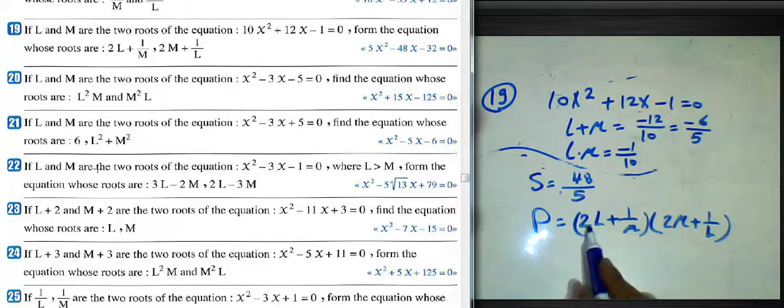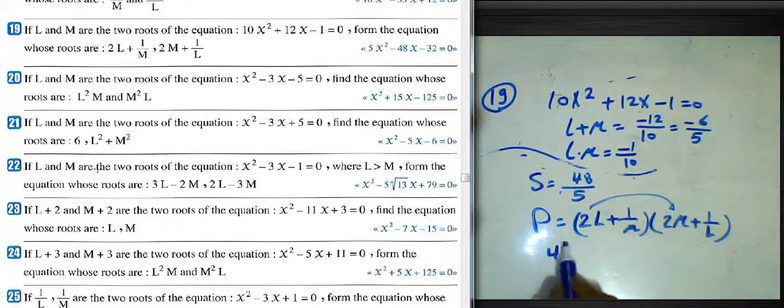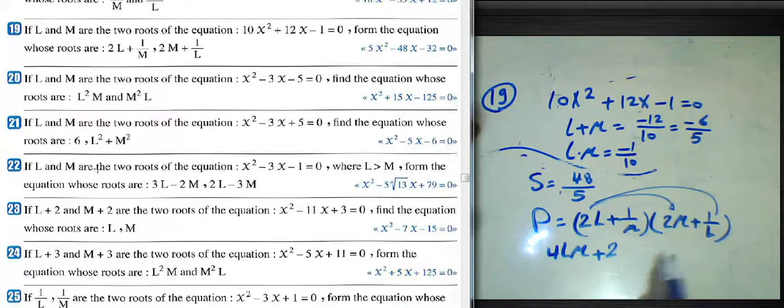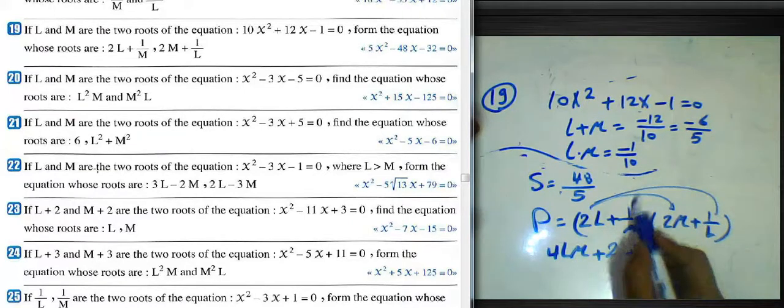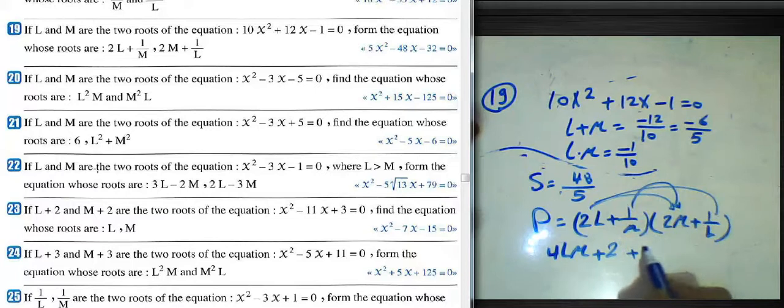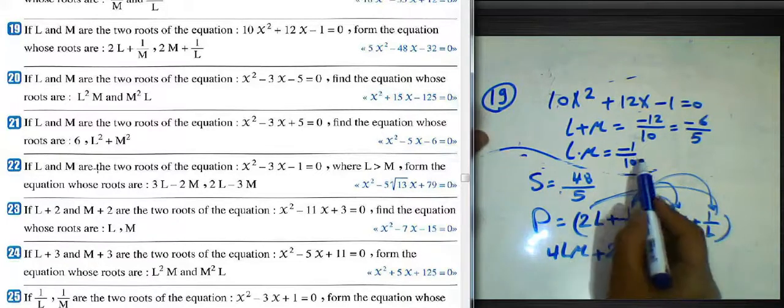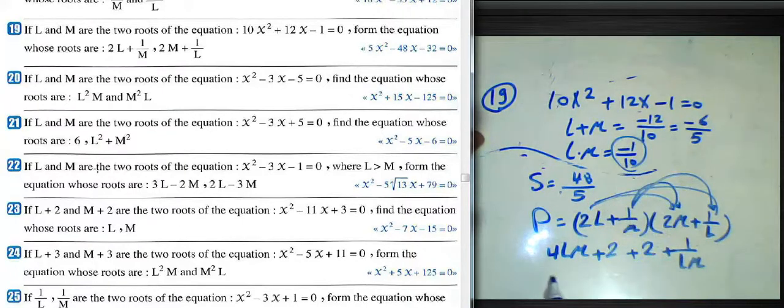شباب هنوزع distribute يعني ناخد 2l multiply 2m تبقى 4lm. 2l multiply 1 over l يبقى اديني 2 لان l divided l equal 1، 1 times 2 equal 2. نرجع نقول له 1 over m multiply 2m equal 2 وناخد 1 over m multiply 1 over l، 1 over lm. تعال نشيل lm بقى ونكتب مكانها negative 1 over 10 يبقى 4 multiply negative 1 over 10. 2 plus 2 equal 4 plus 1 over lm بنيجاتيف 1 over 10 يعني تبقى inverse تطلع 10 فوق لان هي في الدينوميتر تحت تتقلب تطلع فوق.